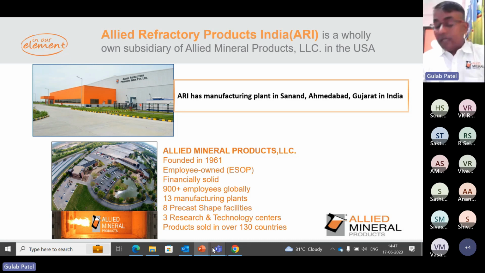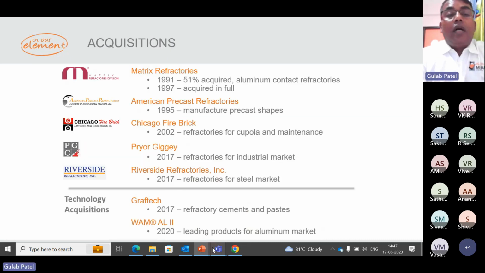Currently, we have 13 manufacturing plants worldwide and 8 precast facilities as well. From 1961 until now, we have made certain acquisitions like Matrix Refractories, which we did in 1991. This is all about aluminum products where we are manufacturing. Then American Precast Refractories, Chicago Fire Breaks, Prior Gigi, Riverside Refractory. Those are the companies we have acquired.